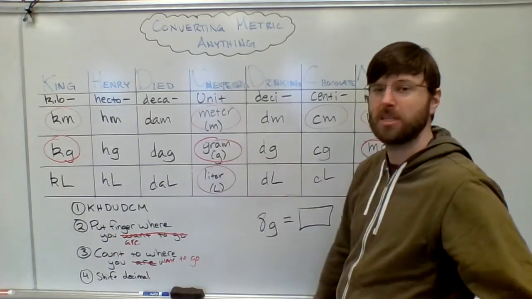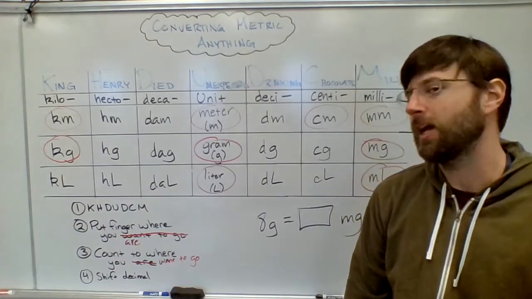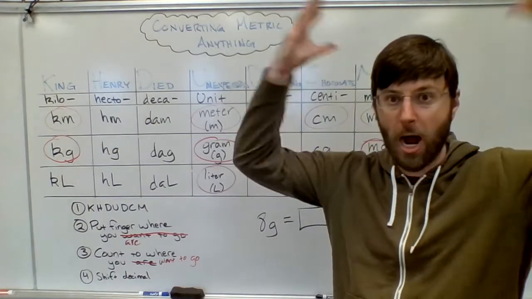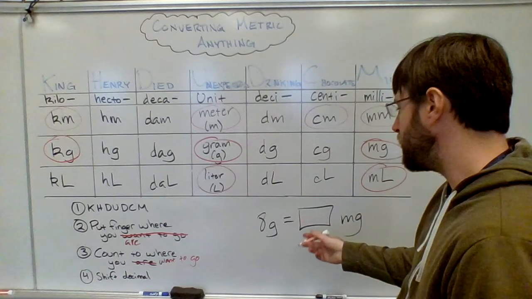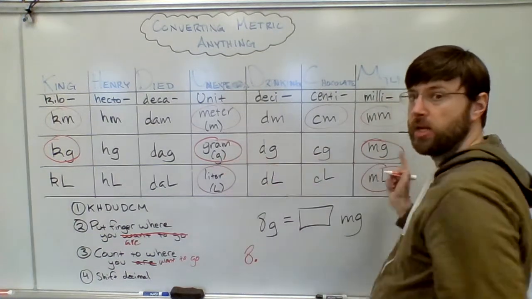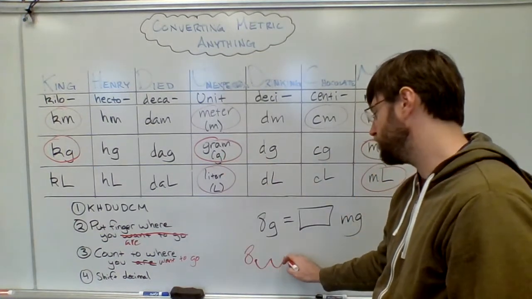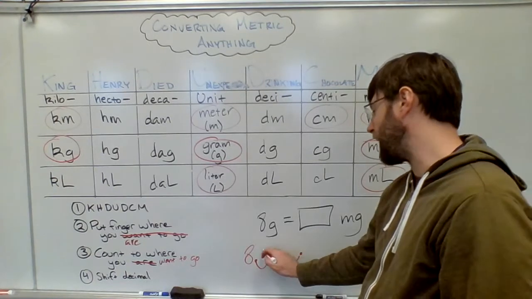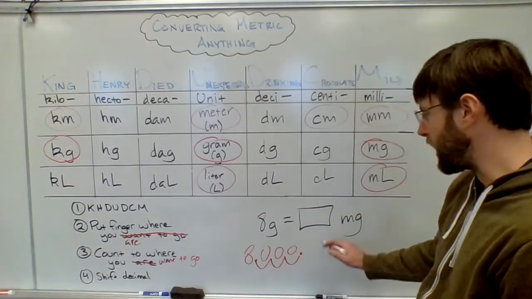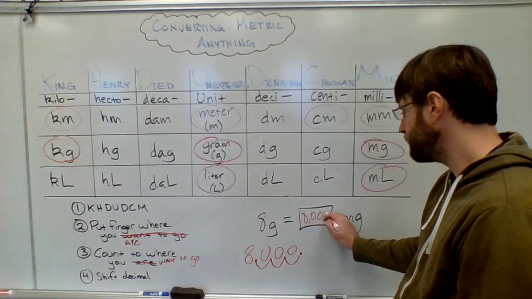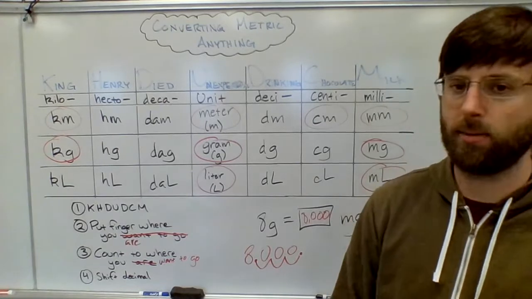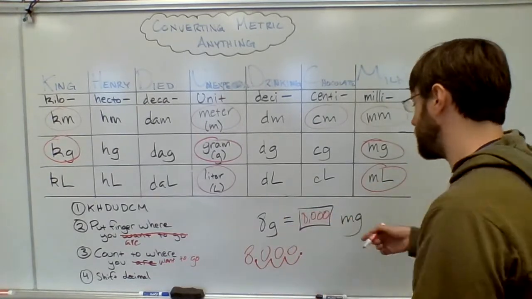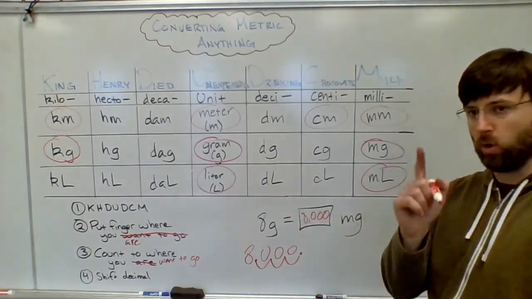Well, guess what happens to the decimal in 8? It shifts to the right 3 times. Super easy. So the invisible decimal in 8 shifts to the right 1, 2, 3 times, and I need to annex the zeros in there, and I have 8,000. 8 grams is 8,000 milligrams because it takes 1,000 milligrams to make 1 gram.